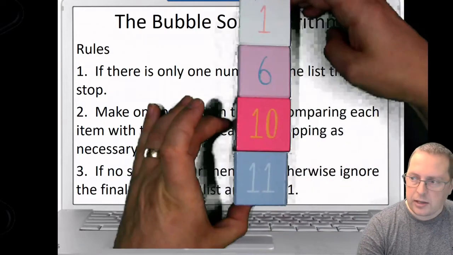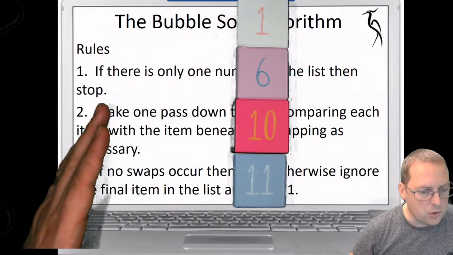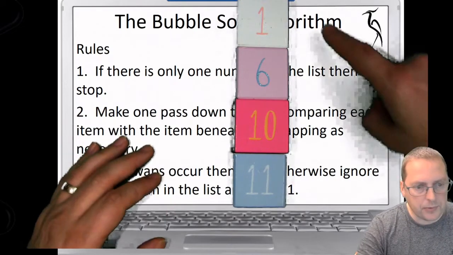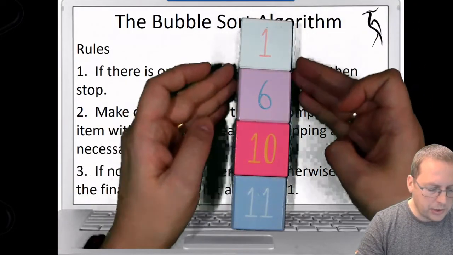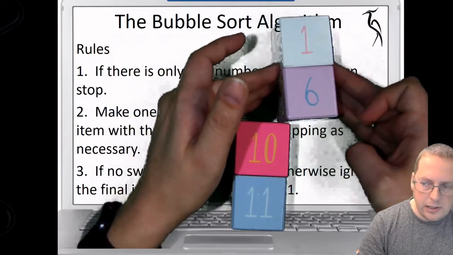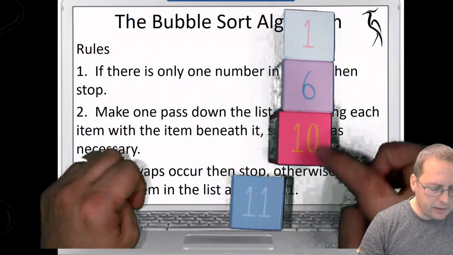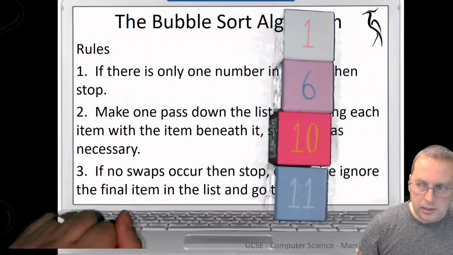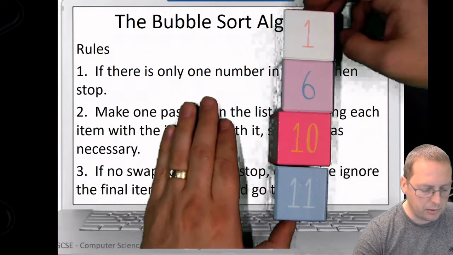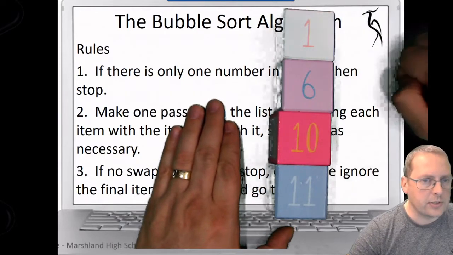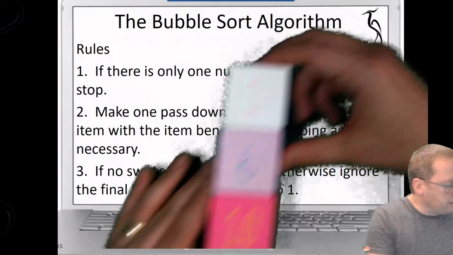Now you might think this is finished, but we can't say the bubble sort is finished until we do one complete run through with the numbers to make sure there are no swaps. So the 1 and the 6, are they in the correct order? They are. The 6 and the 10, are they in the correct order? They are. The 10 and the 11, are they in the correct order? They are. So therefore, because we've not had to make any swaps, we can now stop the bubble sort and our numbers are arranged in the correct order. So that's how to do a bubble sort.